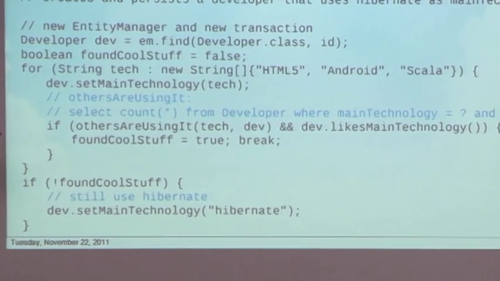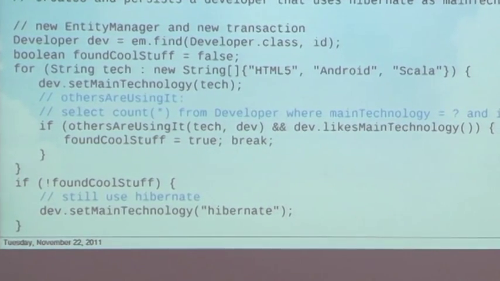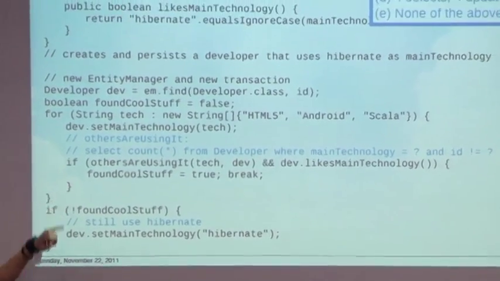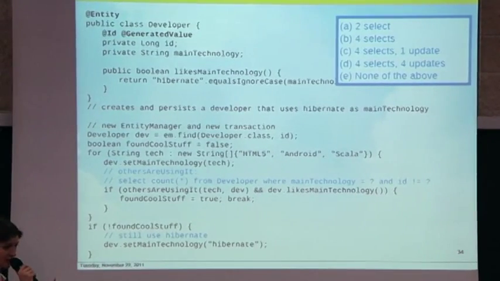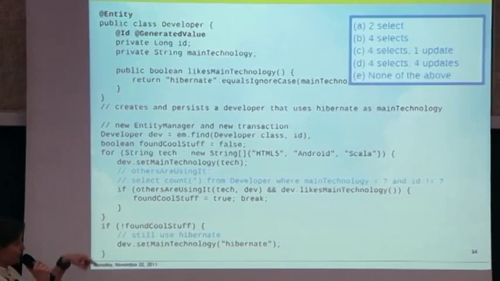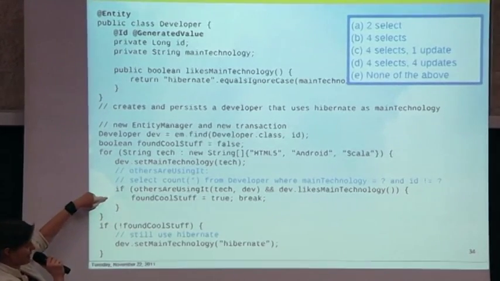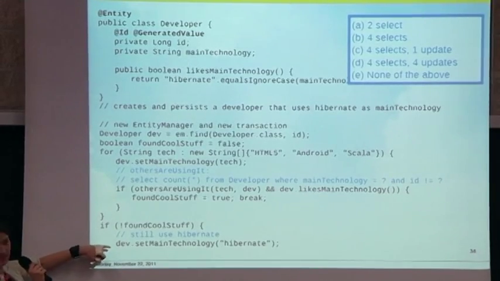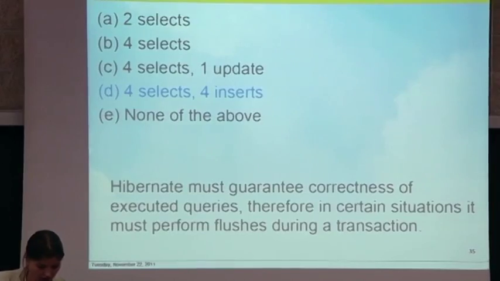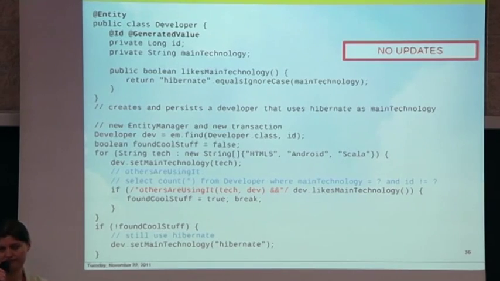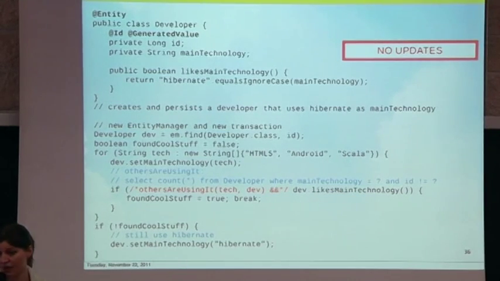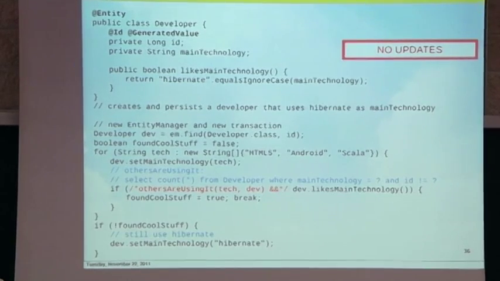Even though it doesn't touch the same rows, only the table. Take a look that this developer is not taken into account in this query. But nevertheless, Hibernate must flush its state to the database. That's 1 update, and then select. So here we have 3 selects and 3 updates, and the 4th update is in the end. What happens when we comment out this nasty select? You can see no updates at all, even though the value of the main technology has been changing during the execution of the piece of code.